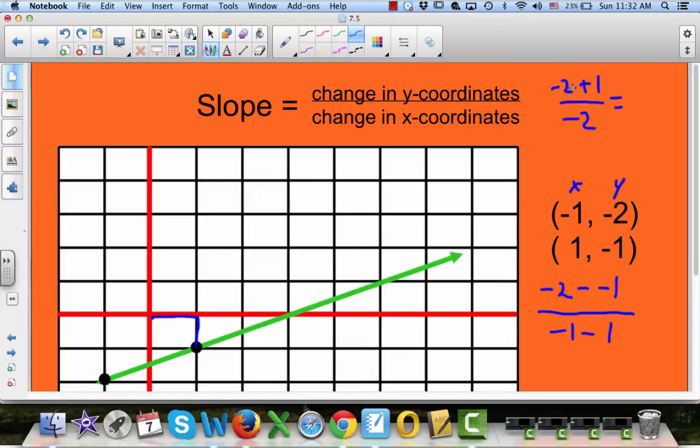Different signs, get the difference between the two numbers and keep the sign of the bigger number. So that gives us negative 1 over negative 2, which is positive 1 over positive 2. And our slope is 1/2, which is the same thing we got on the previous slide. So that's very comforting to know that we got it right.